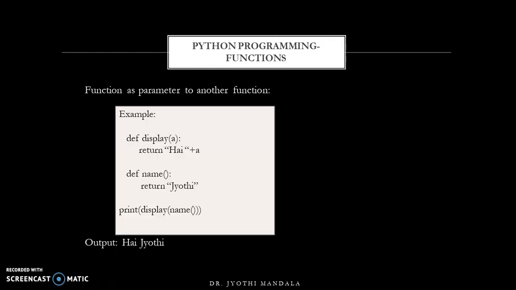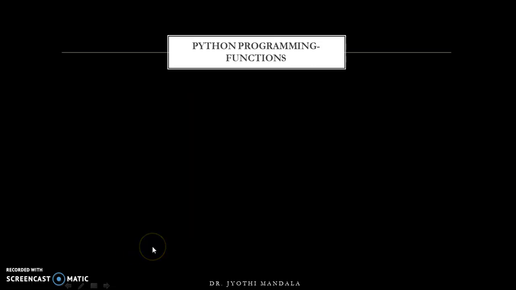Function as a parameter to another function also can be done. Now if you see, for this function I am passing parameter a, and display name is another function which is the parameter of another. We have two function names here. To one function I am passing another function as a parameter. If you run this program, you will get an output of hi Jyoti.